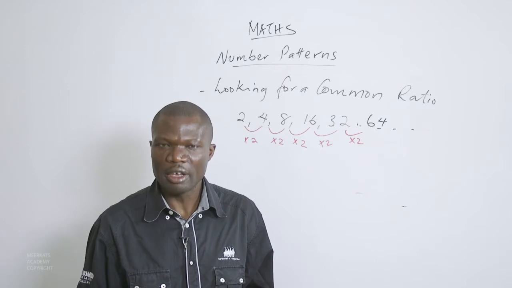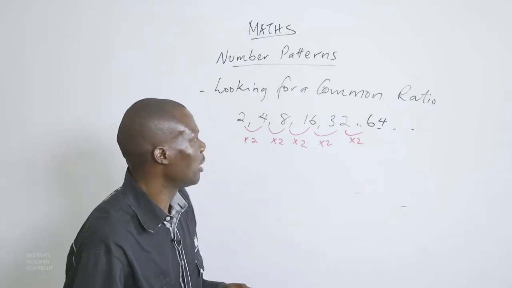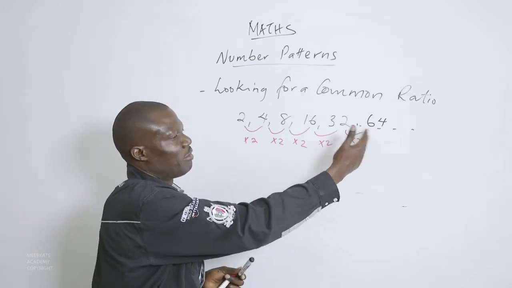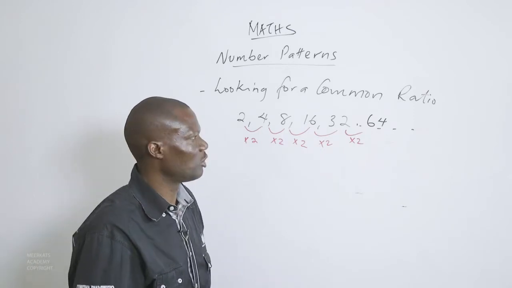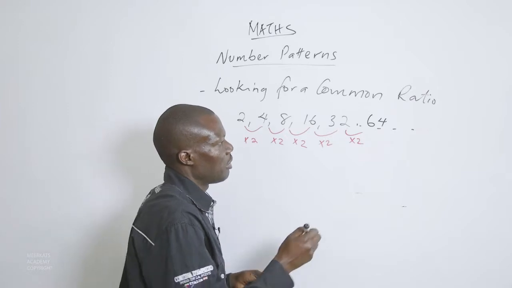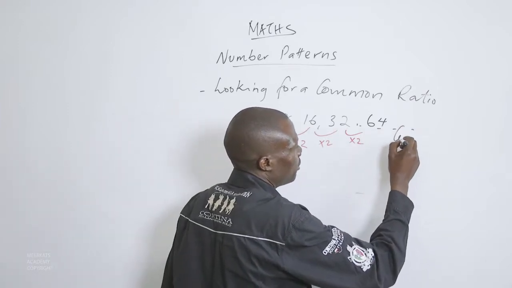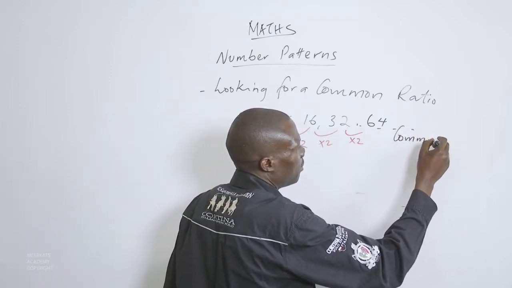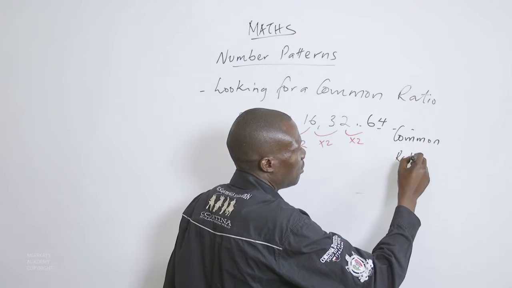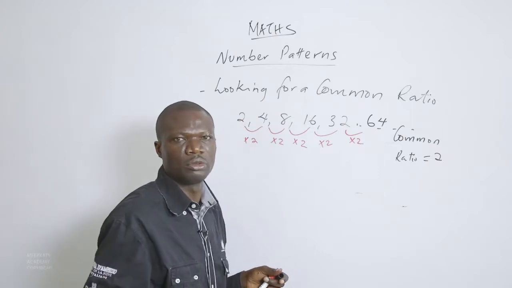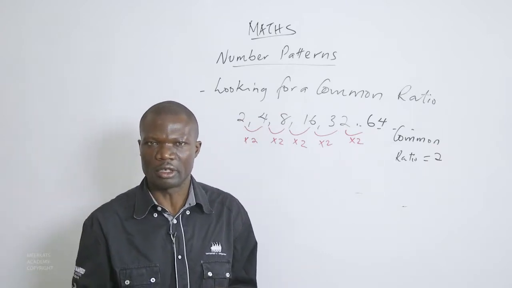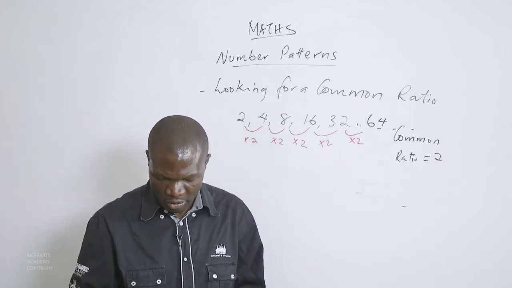Sometimes we may say that we divide the next term by 2 to get the previous. So we are saying that here the common ratio is 2. The common ratio is 2.